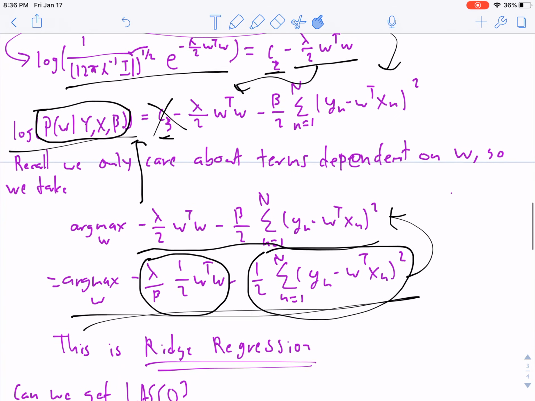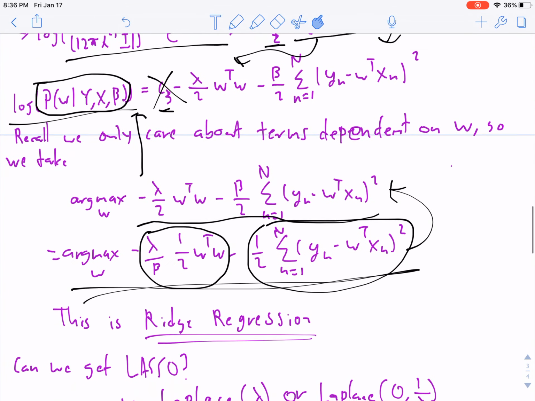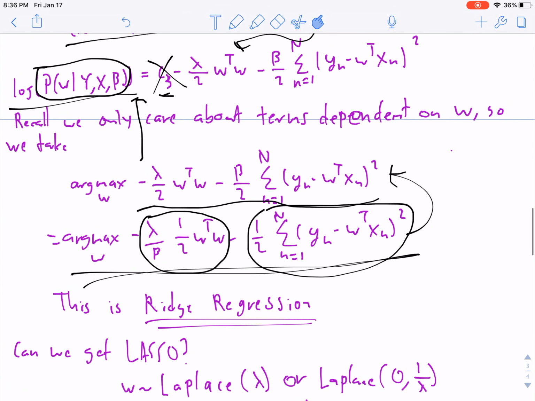So since we've done ridge, we're going to try and do lasso too. And I think this is a good opportunity to try and do it on your own, because lasso regression is actually pretty similar to ridge regression. The hint I'll give you is that you should assume that the prior on W is distributed as Laplace lambda. Go ahead and look up the PDF for that and see if you can do it. Pause the video and we'll come back in a sec.